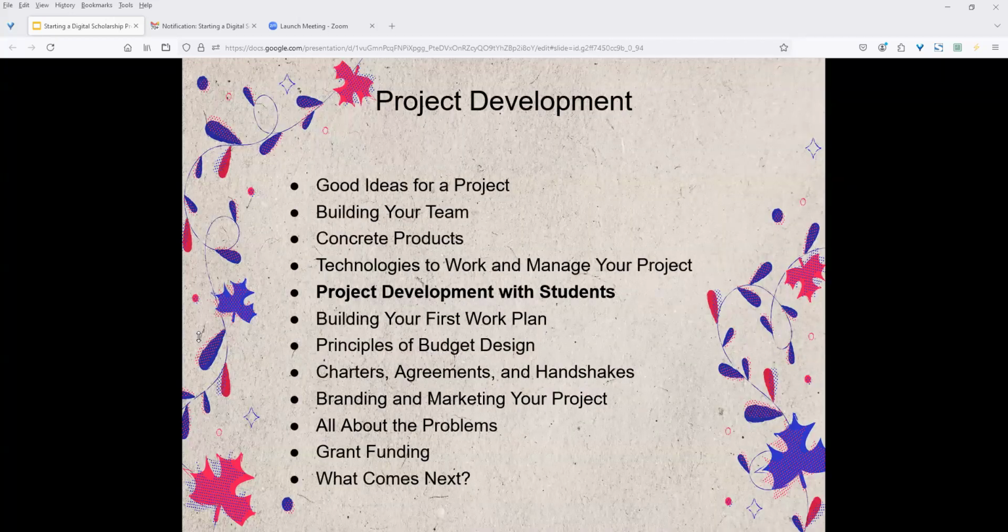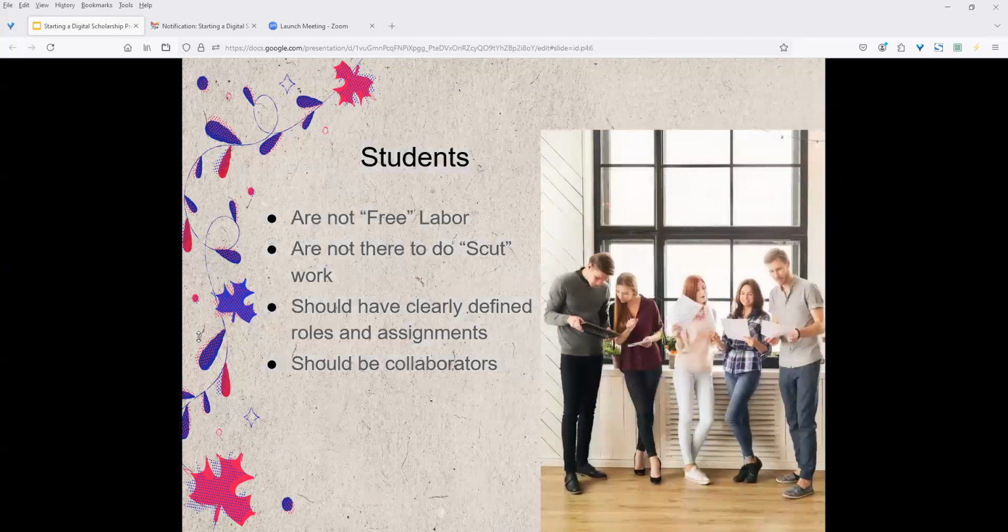Next, project development with students. The majority of projects that I've worked on over the years have involved students in some way, shape, or form. So it's important to talk about what students can contribute to your project and why, what their limitations can be, and what you need to be aware of.